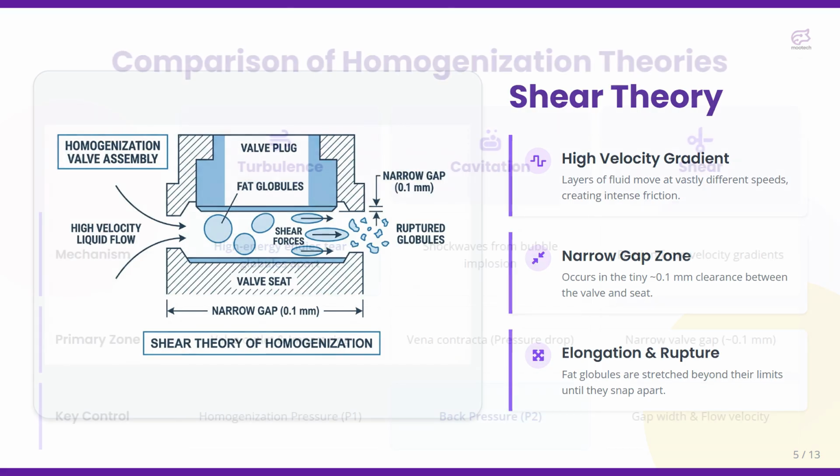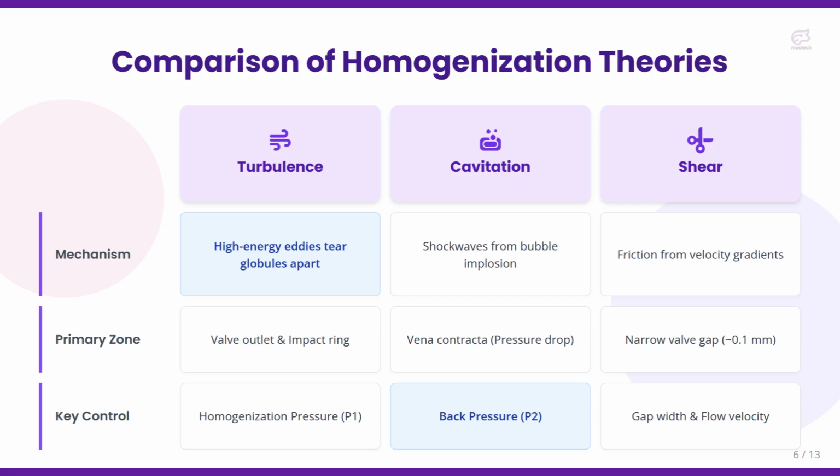This slide compares the three theories. Mechanism: turbulence, high-energy eddies tear globules apart; cavitation, shock waves from bubble implosion; shear, friction from velocity gradients. Together, they explain fat globule disruption.